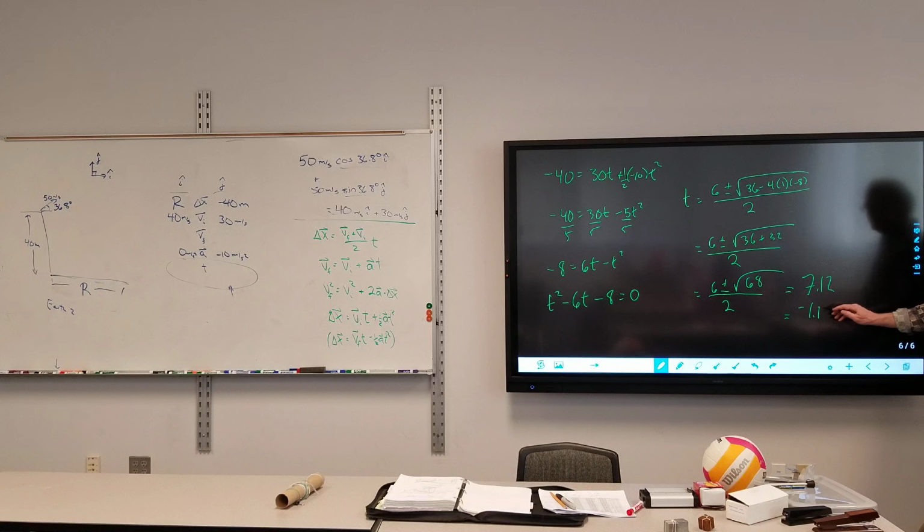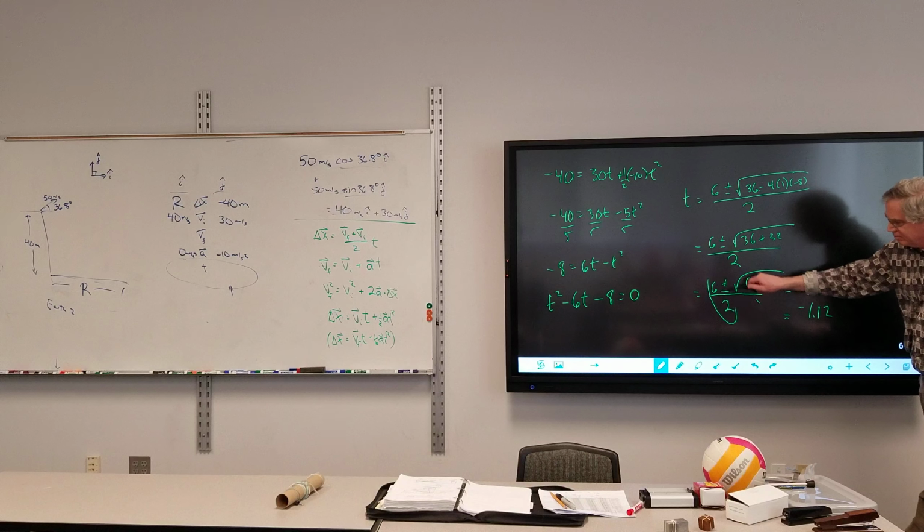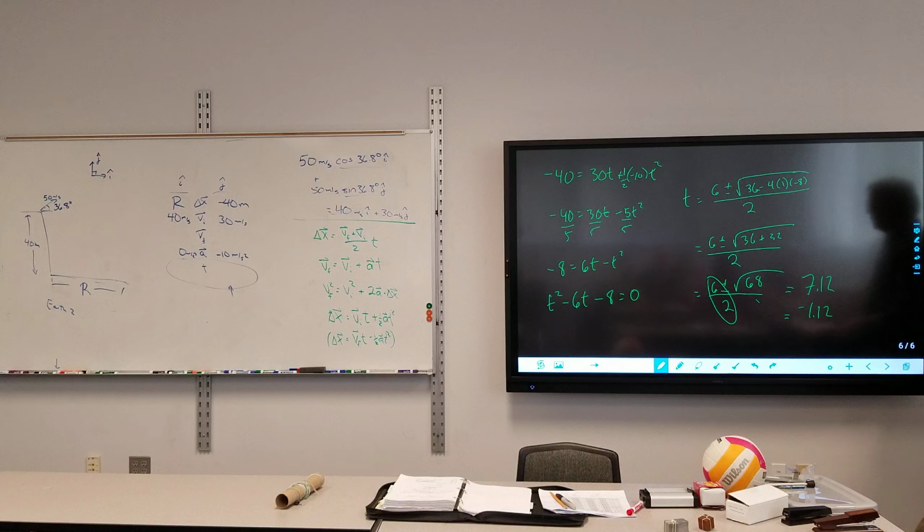Negative 1.12. The average of these two should be 3, because if I just do the first part, ignore the radical, that should tell me the middle. So add those, divide by 2, I indeed get 3. So that part seems legitimate. Anyone else get 7.12 and negative 1.12? Yes. Okay.